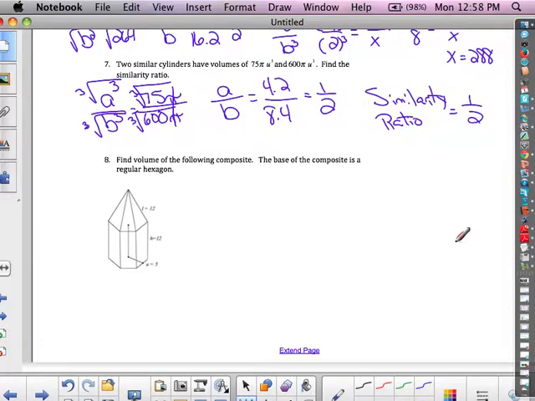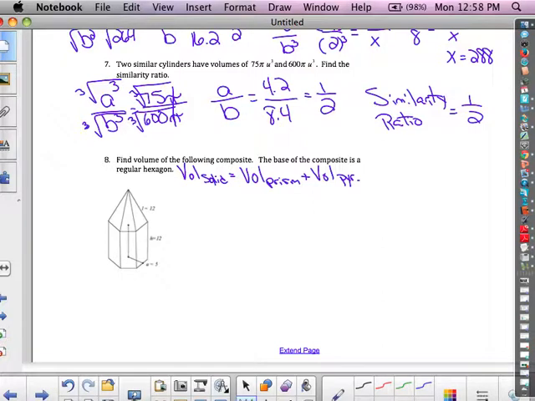Number 8 is a composite figure. So when you look at the composite figure, you have to think what makes up the volume of this composite figure. And the volume of this solid is equal to the volume of the prism, that's the base, plus the volume of the pyramid, which is the top part.